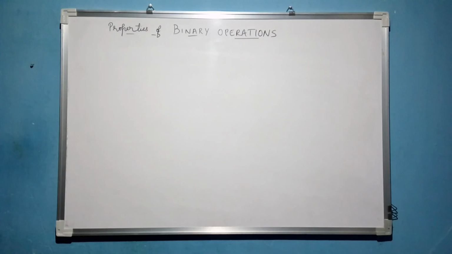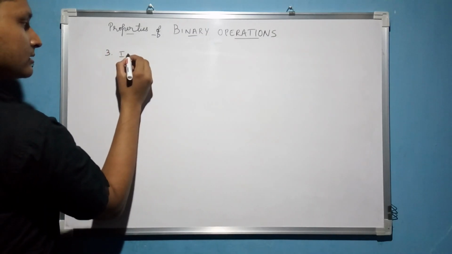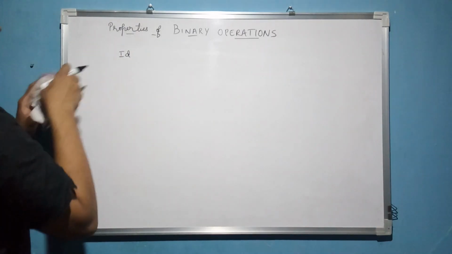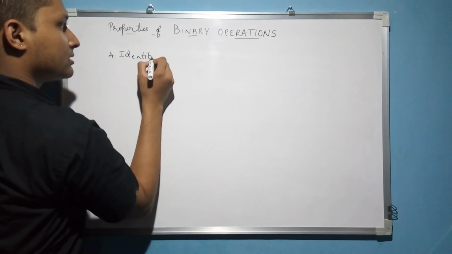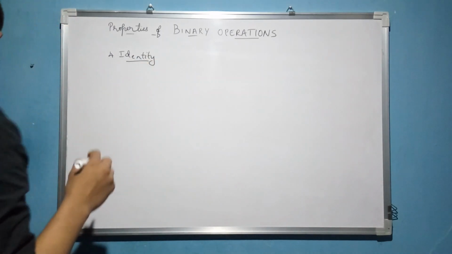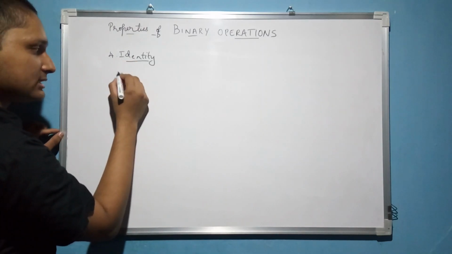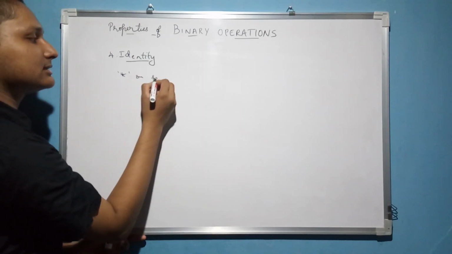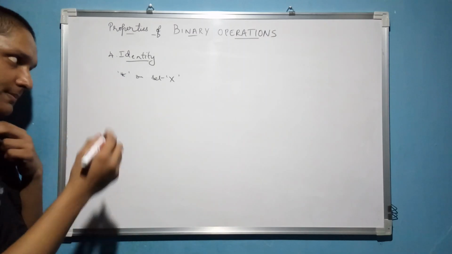Okay, now we have the next property of the binary operations, that is of identity. Okay, not third, I think fourth, right? Fourth property, that is of identity. What is the identity of a binary operation? So let me consider star as a binary operation in this case. So if star is a binary operation on set X, so this is the set X now on which you are going to have the binary operation.